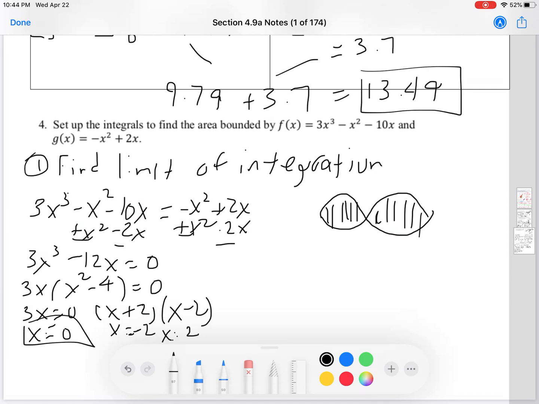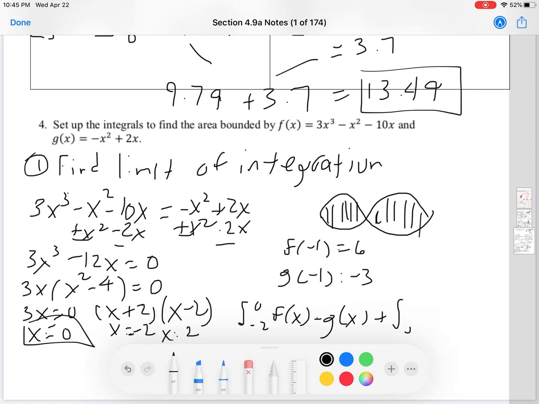So then what I would do is I would look at f of -1. And I choose -1 because that's between the 0 and the -2. So that would be 6. And if I plug -1 into g, that would be -3. So your first integral would go from -2 to 0, and your f would be on top. And I'm fine if you just call this f of x minus g of x.